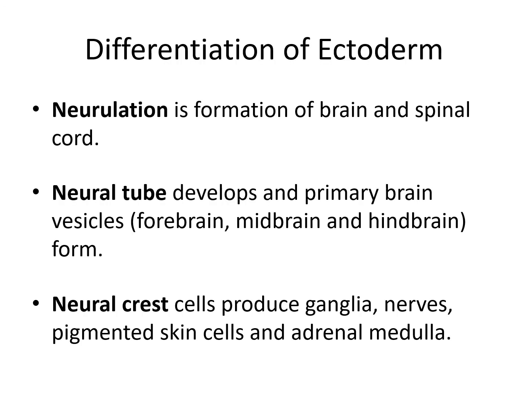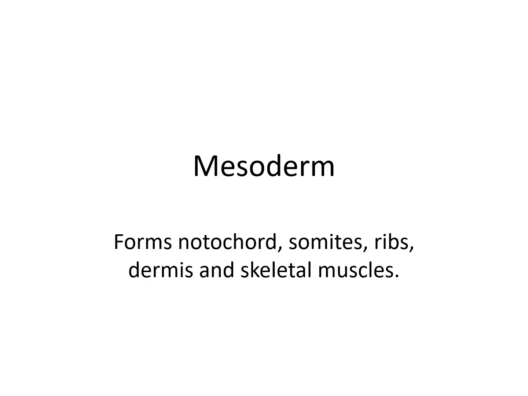So how does the ectoderm differentiate? Well, it does so by neurulation, which is the formation of the brain and spinal cord. Okay. The neural tube develops, and the primary brain vesicles, the forebrain, the midbrain, and the hindbrain, begin to form. And specialized cells called neural crest cells produce the ganglia, nerves, pigmented cells, and the adrenal medulla. So these three steps are involved in the differentiation of the ectoderm.